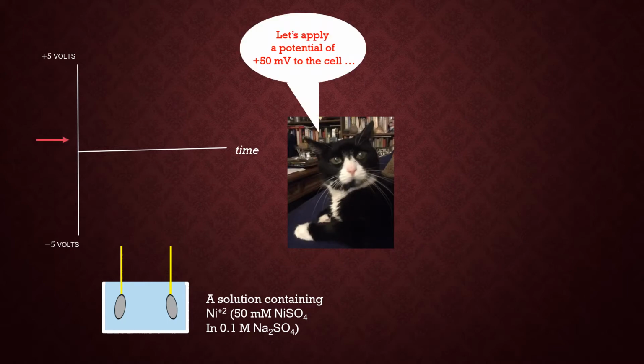The boss suggests we apply a potential of plus 50 millivolts to the cell, where I've indicated on the voltage diagram on the upper left. And with time, we're going to sweep the voltage, the potential, in the negative direction until we reach about minus 3 volts. This will be the nature of the experiment. So the boss is always right. You do what the boss says.